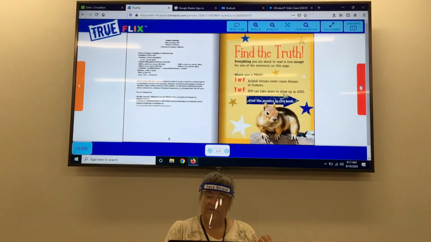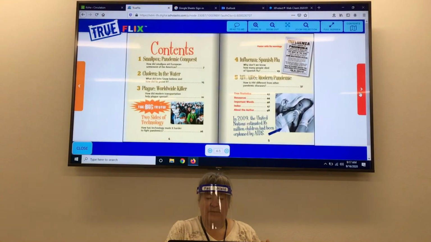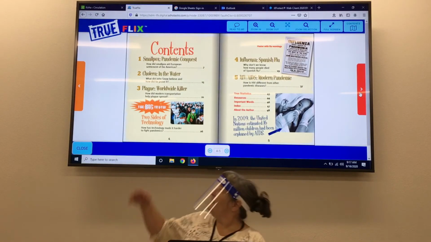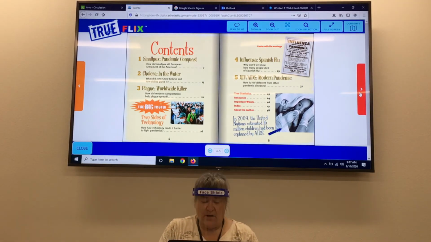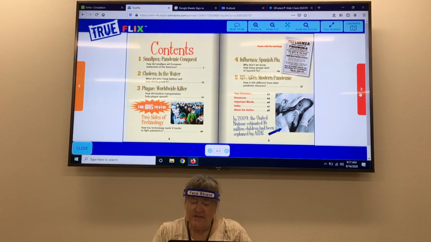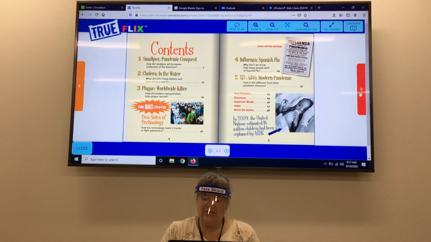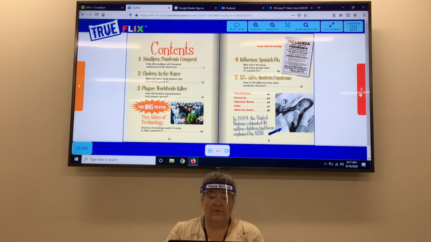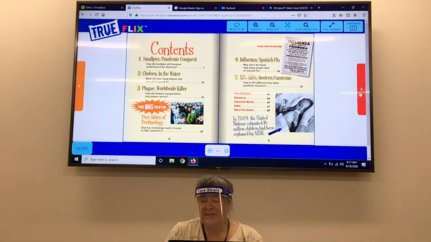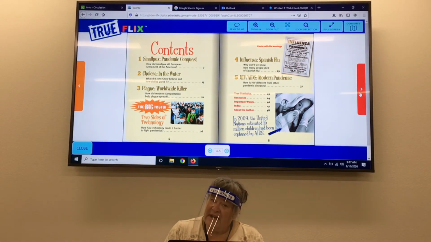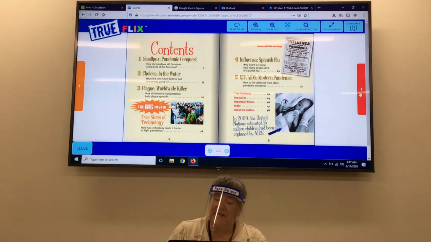This is a nonfiction book, so I'm wondering if it's going to have a table of contents. There's the table of contents. It's going to talk about smallpox, cholera, the plague, influenza, the Spanish flu, and HIV/AIDS. Those were the pandemics that they knew of when they wrote this book. I bet in the next couple of years, the coronavirus is going to be a pandemic that would be added to this book.